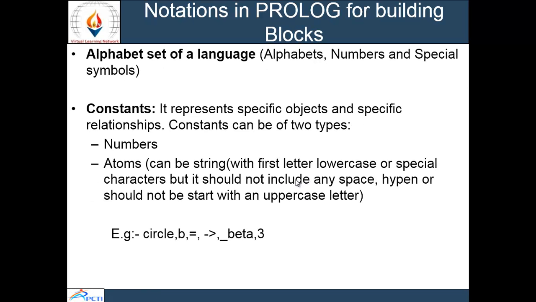Now, next is the notations used in Prolog for building blocks. The notations are alphabet sets, that is all the alphabets, which can be uppercase and lowercase. Then special symbols like plus, minus, asterisk, divide, colon, semicolon, etc. Next is constants. It represents specific objects and specific relationships. Constants can be of two types, that is numbers and atoms.